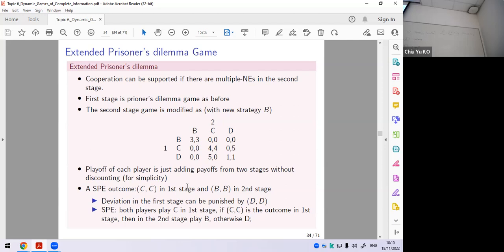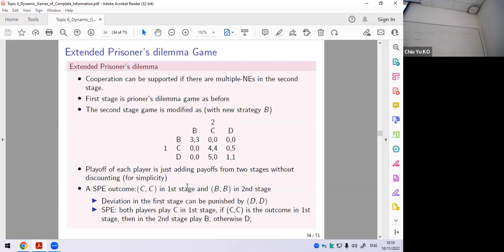In this game, you have two Nash equilibria in the stage game. In the static game, B,B is a Nash equilibrium. D,D is also a Nash equilibrium, okay? What this game tries to show is that even if you repeat this game only twice, you have a good Nash equilibrium and a bad Nash equilibrium. You can support an outcome that is Pareto efficient but not a Nash equilibrium, right?